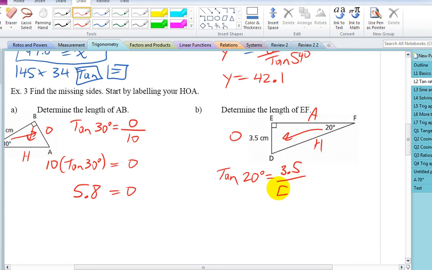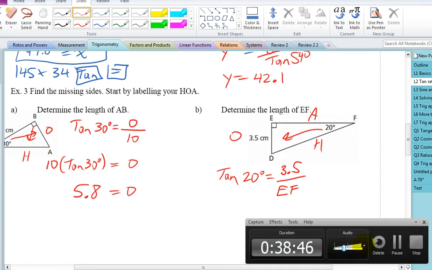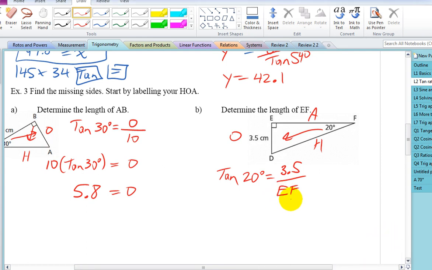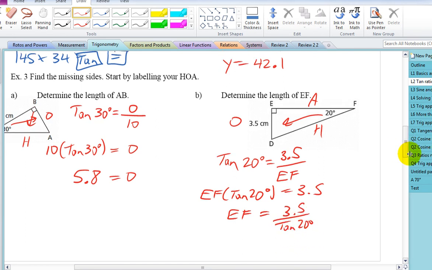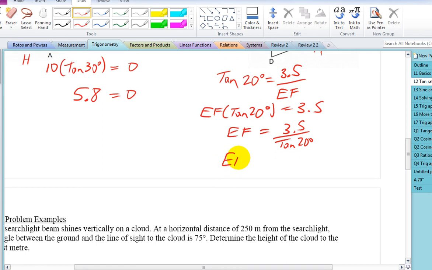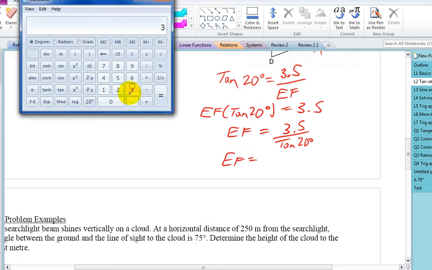Got you. Okay, so I'm using capital E and capital F. You'll see that a lot in the textbook and stuff. So first of all, I have to get it out of the basement by multiplying. And so that's the next line of work. And then I have to divide by tan 20. Then go to my calculator. Don't go to your calculator until you've done the mental math. 9.6, is that right? Yep. Okay.